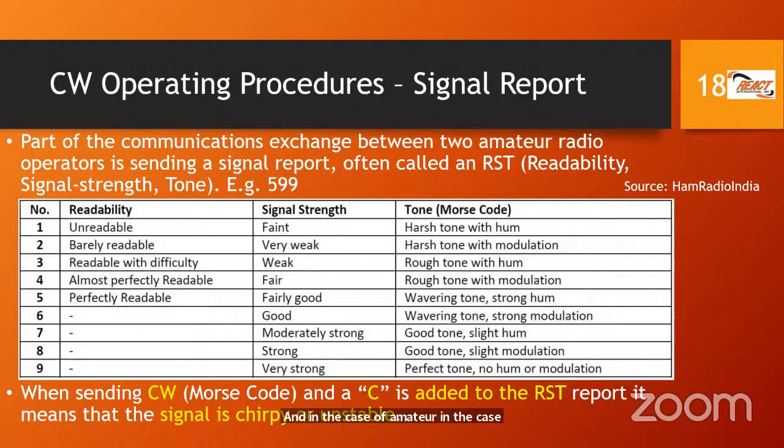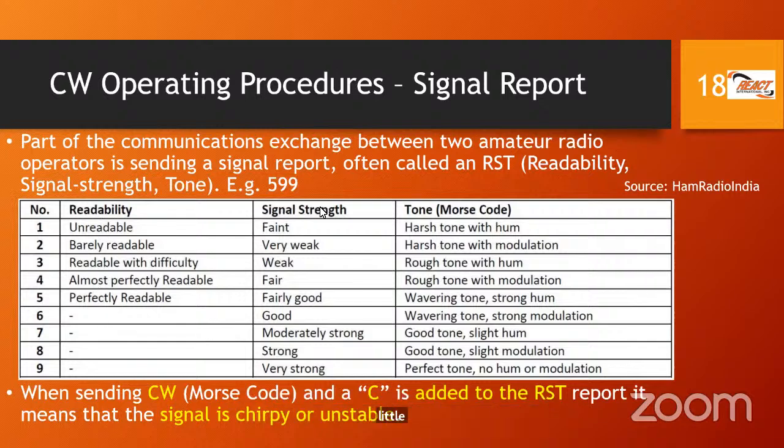In the case of CW or Morse code, there are three parameters that can be provided when you're giving that signal report. It's called R, S, and T. The R is for readability, the S is for signal strength, and the T is for tone. So RST, that's where RST comes from, the first letters of these words. And we have a nice trusty table here that gives you a little idea. For readability, what are the ranges of values? It ranges from 1 to 5.